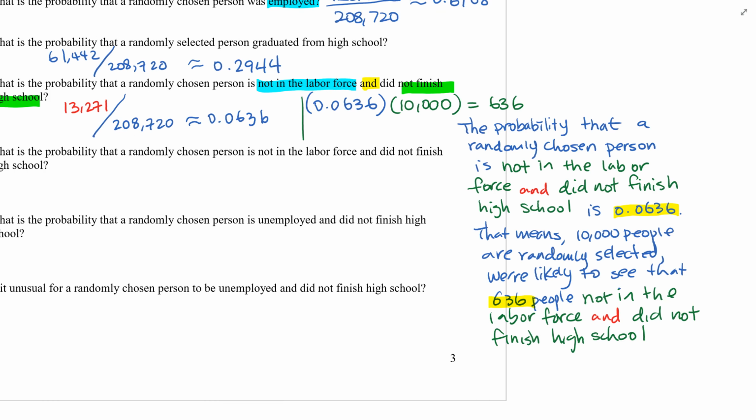So when I say interpretation, this is what I expect to see, so we can write it out. The probability that a randomly chosen person is not in the labor force and did not finish high school is 0.0636. That means if 10,000 people were randomly selected, you can expect to see that 636 of those people are not in the labor force and did not finish high school.